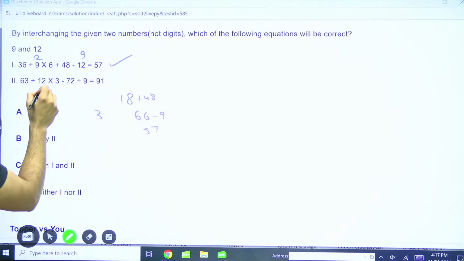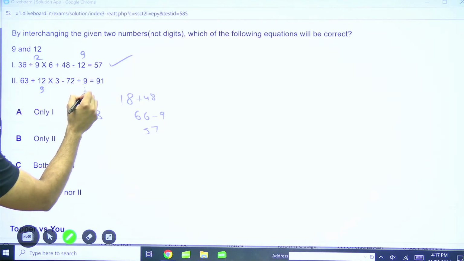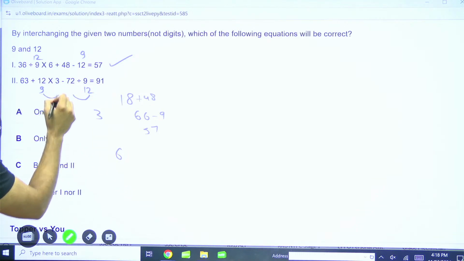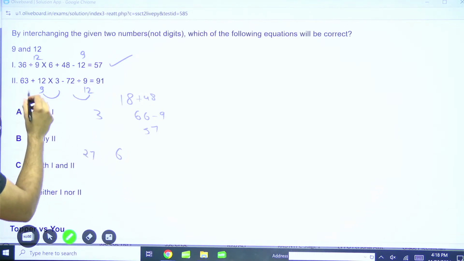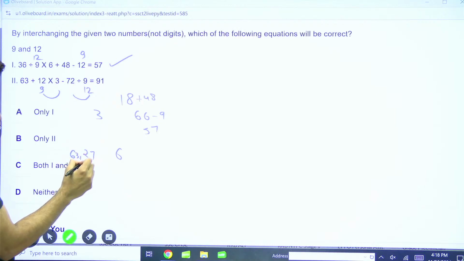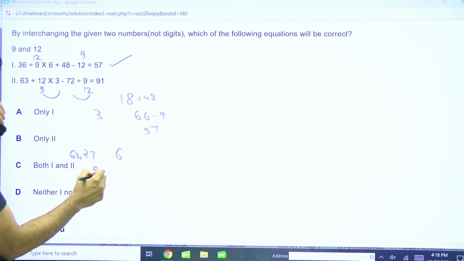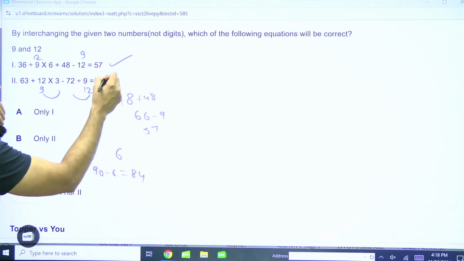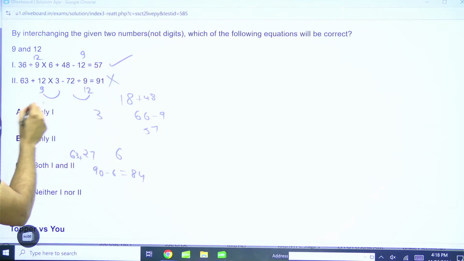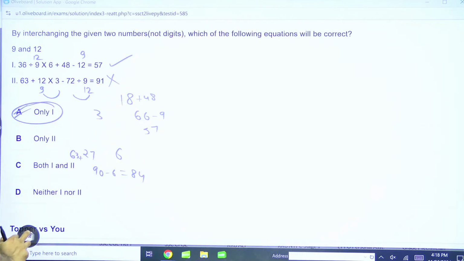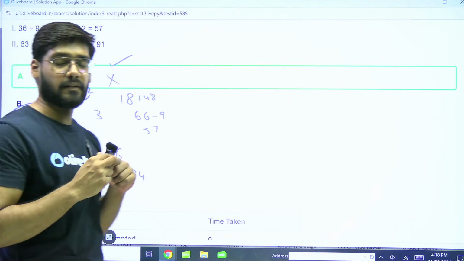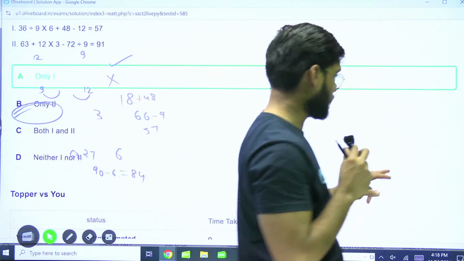Second, 9 comes here and 12 goes there. Dividing, we get 6 first. Multiplying, I get 27. 63 plus 27 is 90. 90 minus 6 is 84, which is not equal to 91. So only one is right. Option number A should be the right one. Let's mark A. Yes, it turns green. It means we have done right.